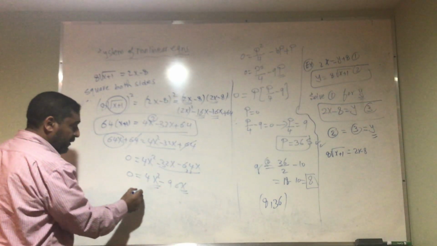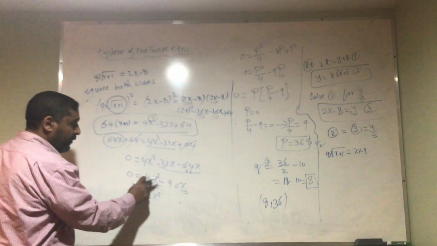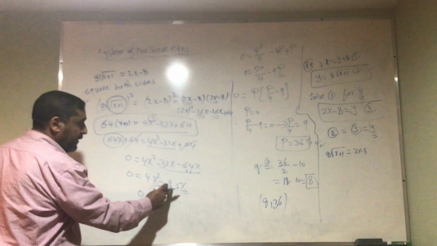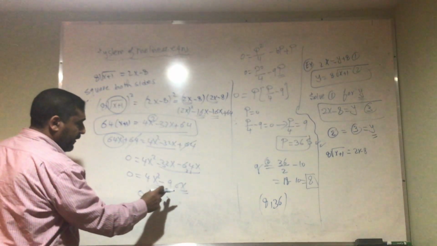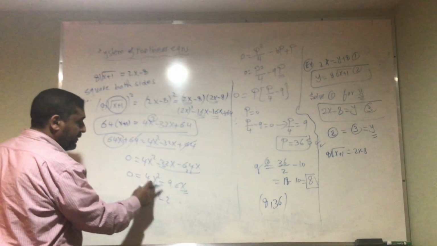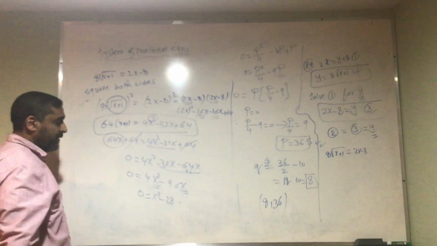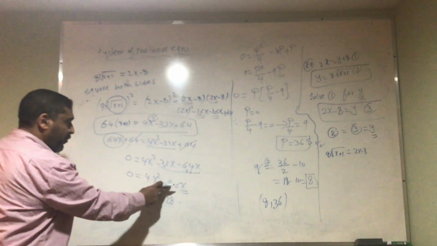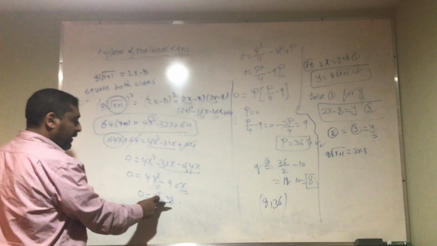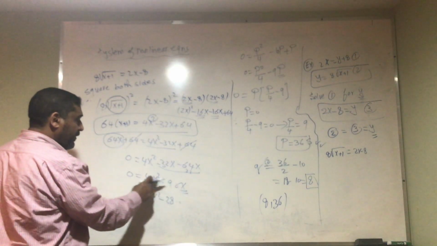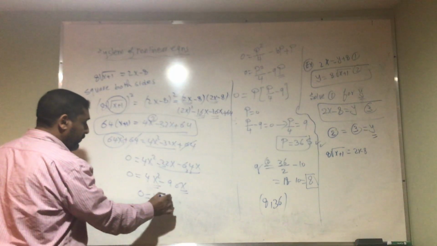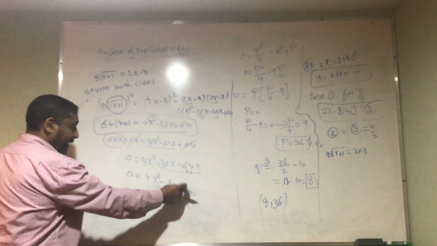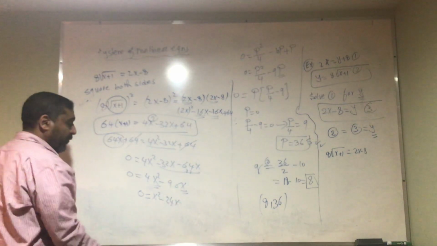If I divide by 4, what did you get? Divide by 4, you get x squared. Divide by 4, what did you get? You get 24x. Sorry for that: 96 over 4, you get 24. So that is 24x. So you have x squared minus 24x.